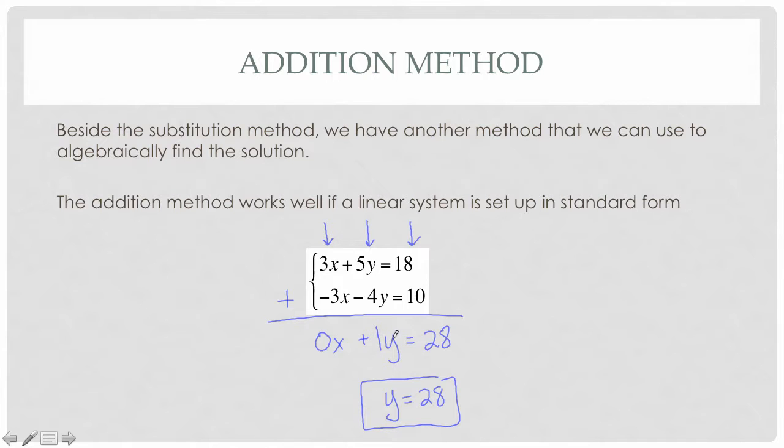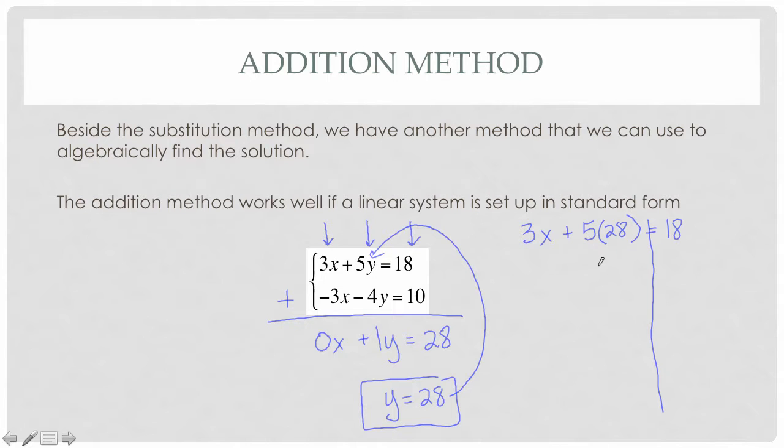We just found half of the solution. If I graph these two, apparently they're going to intersect at a y value of 28. Well, to find the other value, we just substitute it in. So let's put 28 in for y and solve for x. Does 3x plus 5 times 28 equal 18? I'm going to solve this equation for x.